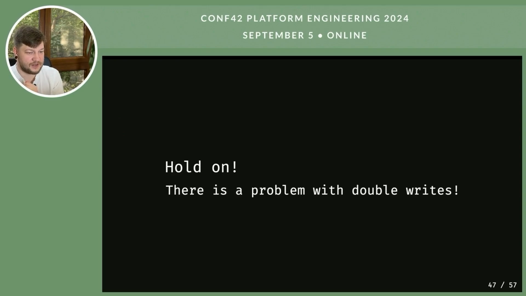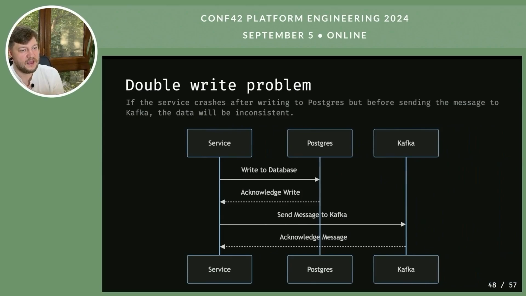And here is the problem. Of course, we have a database and Kafka. So that means that we have a problem with double writes. The double write problem is when you have Postgres and Kafka and you cannot guarantee the transaction here, because if Postgres fails, the overall transaction will fail. If Kafka fails, we write state to Postgres, but we cannot send messages to Kafka.